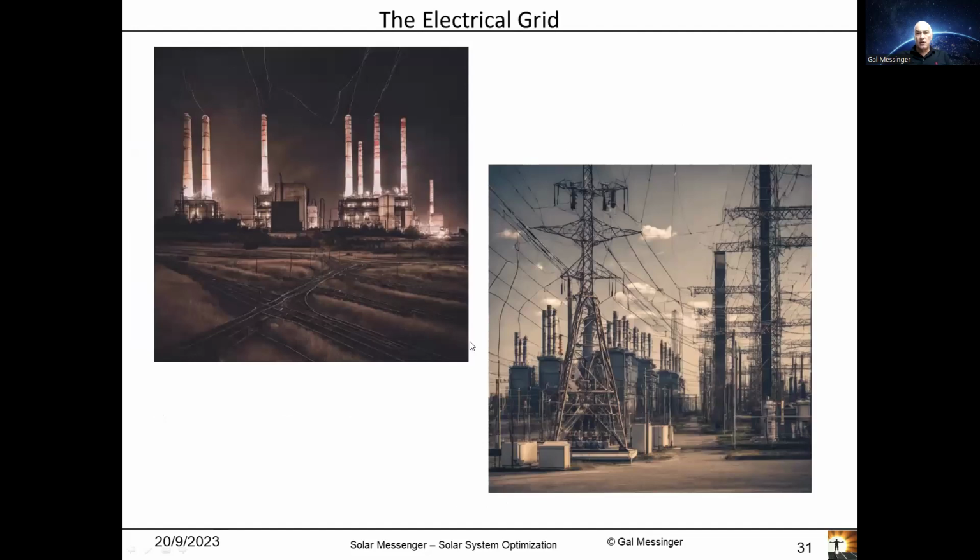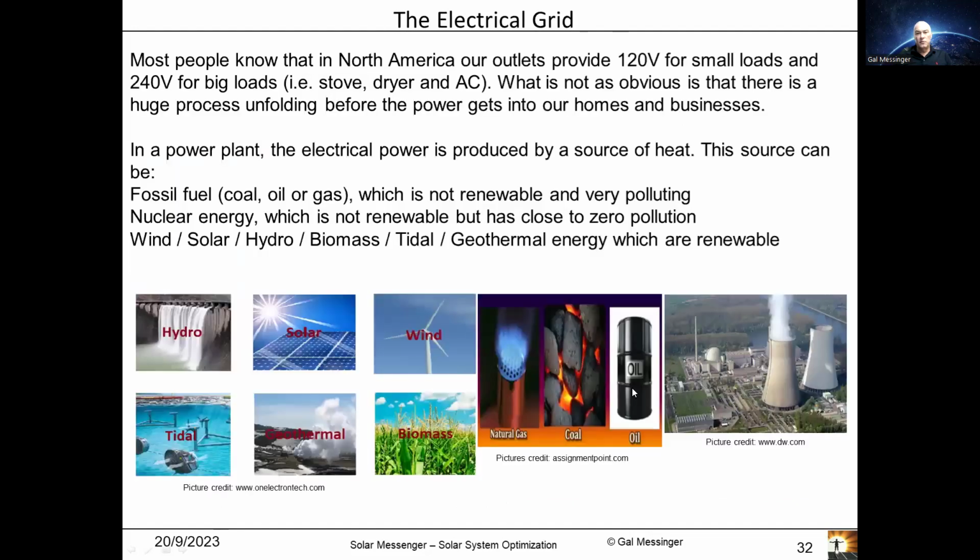The power comes to us using the grid. The grid has production plants. In Ontario, it's mostly nuclear and hydro. And then you have the transmission lines and the transformers.